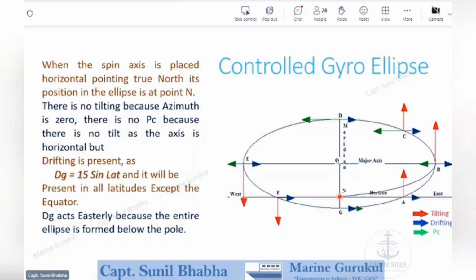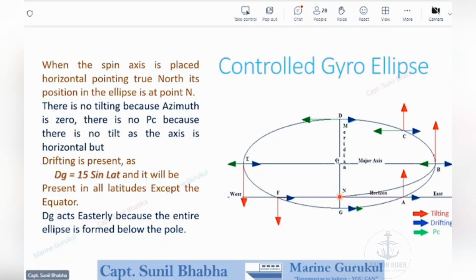Now let us analyze the forces acting on the spin axis right now at point N. At point N, tilting will be 0 because tilting is proportional to azimuth. The azimuth right now is 0, the spin axis is pointing in the meridian. So azimuth 0, tilting will be 0, there is no red vector. At point N, the control precession will also be 0 because control precession is proportional to tilt, and right now the spin axis at point N is pointing in the horizon. We don't have any tilt, no upward tilt, no downward tilt. If the tilt is 0, the control precession will always be 0. So we don't have any tilting, we don't have any control precession.